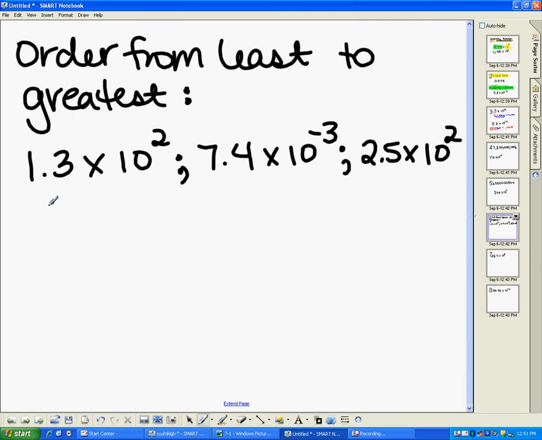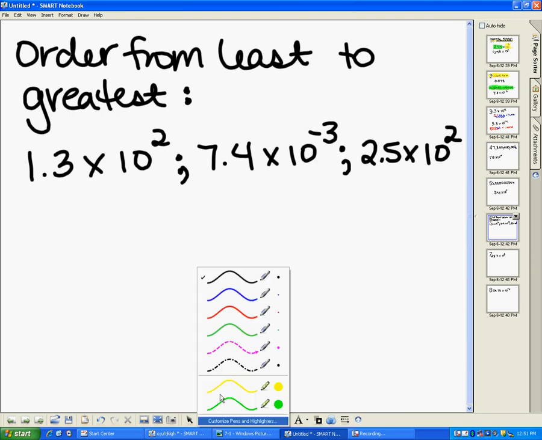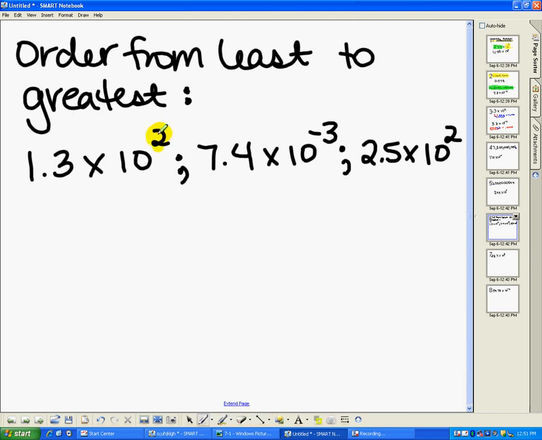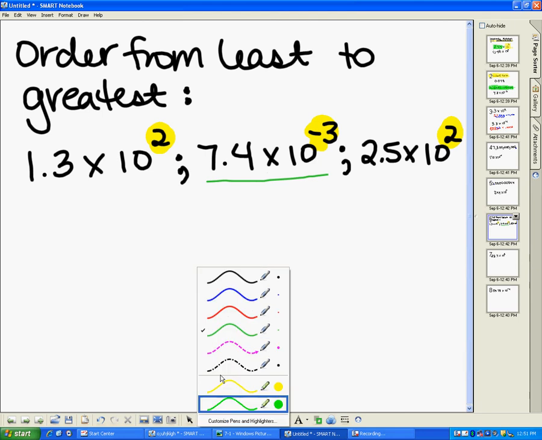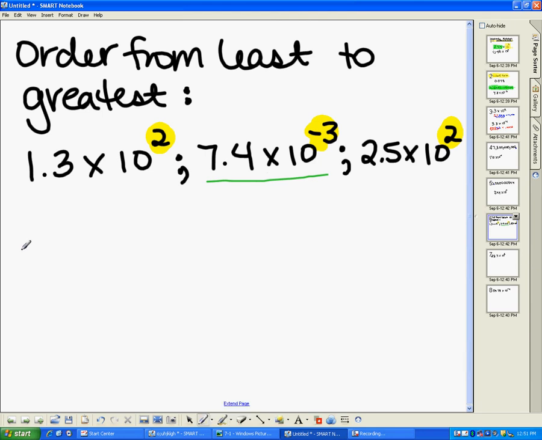All right, now, sometimes you're going to have to order numbers written in scientific notation from least to greatest or greatest to least. The trick is to start off by looking at your exponents. You're going to say, okay, which one is the smallest out of all of my exponents? In this particular example, it's this one right here. So the smallest number that I have here is 7.4 times 10 to the power of negative 3. So I can cross that one off.